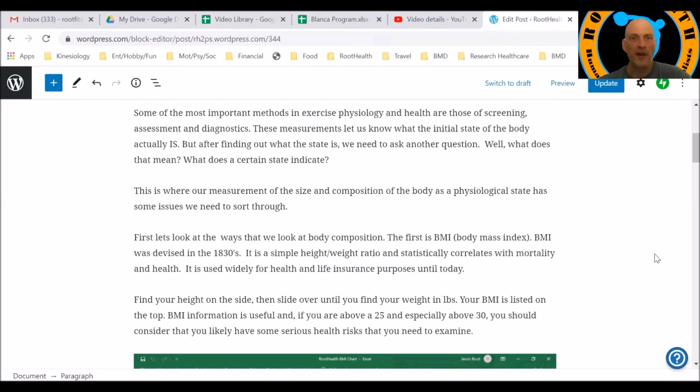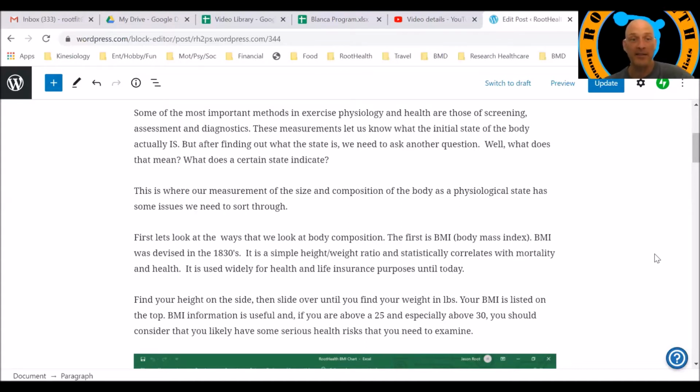This is where our measurement of the size and composition of the body as a physiological state has some issues that we need to sort through. First, let's look at the way that we look at body composition. The first way we look at body composition is through body mass index.